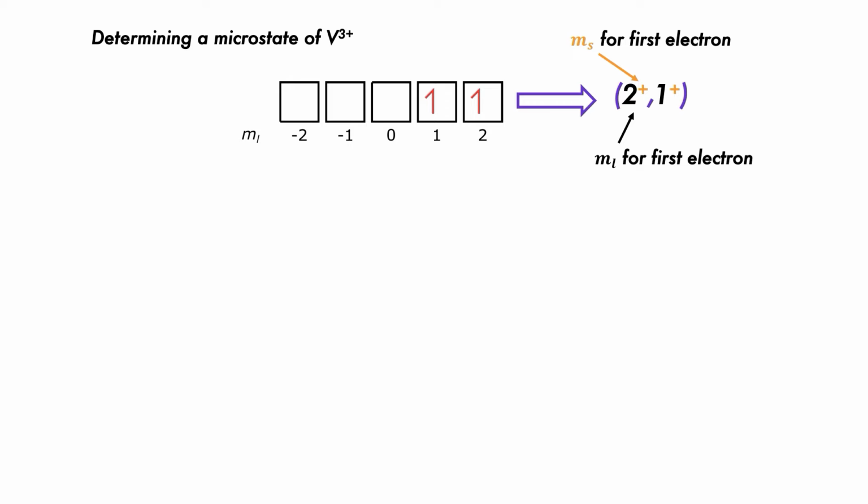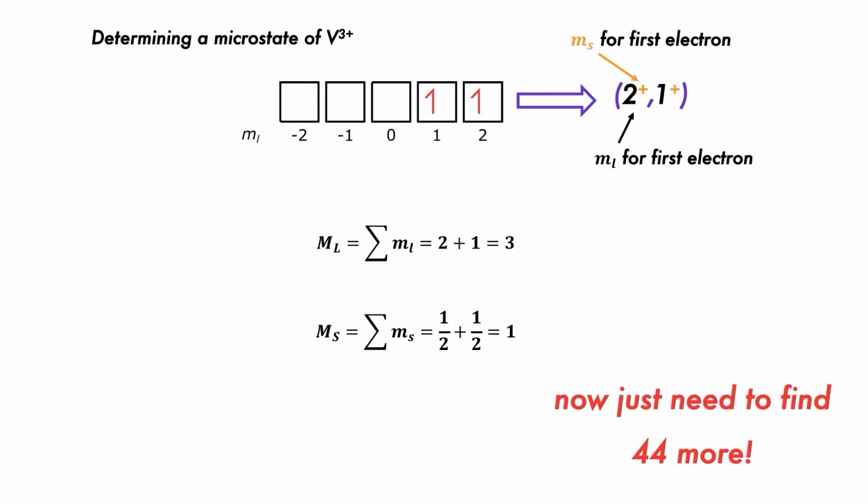So for this microstate, we can calculate a capital M sub L as the sum of all the little m sub L values, which is 2 plus 1, which gives a value of 3. The capital M sub S value can also be calculated as the sum of all the individual or small m sub S values. So this is plus half plus half, giving a value of 1. This leaves us with both the big M sub L and the big M sub S values for this d2 microstate. Only 44 more to go.